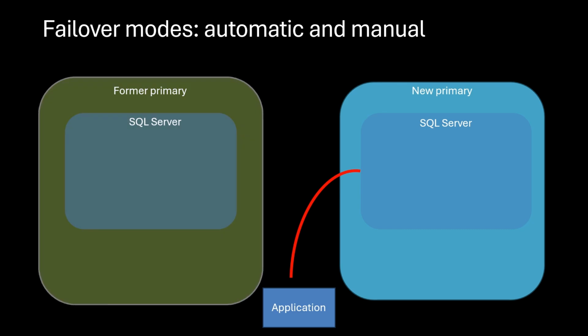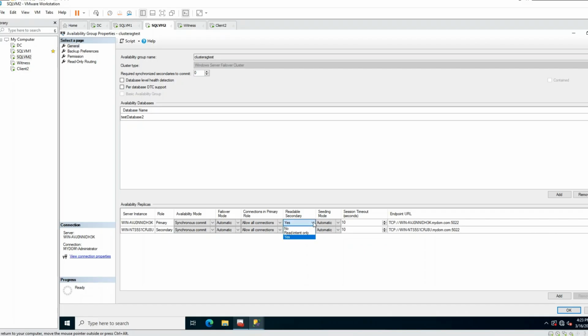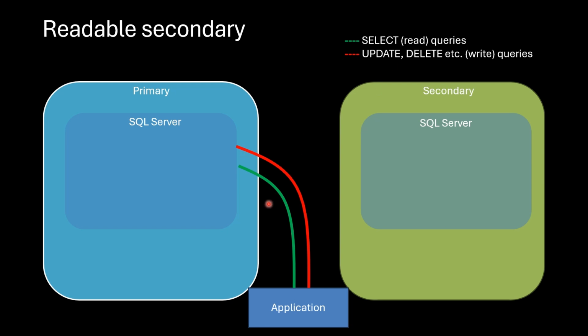Let's switch to readable secondary setting. Usually, both read and write queries go to primary, but this can give high load for primary. In this case, you can make secondary as readable secondary and configure read-only routing in primary. Okay? In this way, you can direct these read queries to secondary. As a result, you can decrease load in primary. Therefore, we need this readable secondary setting.